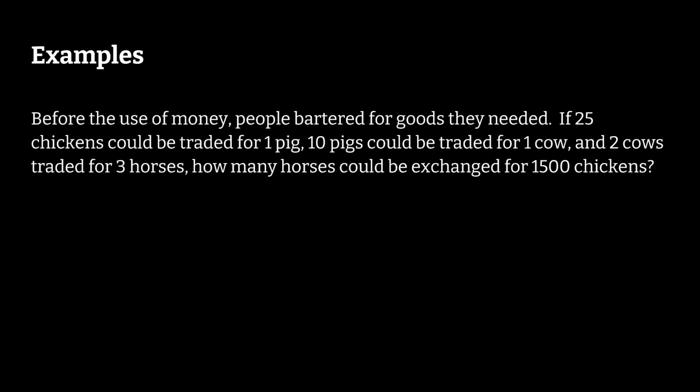Let's go ahead and take a look at a little bit more of an odd situation. In this example, it's asking us that before the use of money, people bartered for goods that they needed. If 25 chickens could be traded for 1 pig, 10 pigs could be traded for 1 cow, and 2 cows could be traded for 3 horses, how many horses can be exchanged for 1,500 chickens? Looking at this question, we are going to be starting with our 1,500 chickens because that's what we're going to be bartering with. So we have our 1,500 chickens.